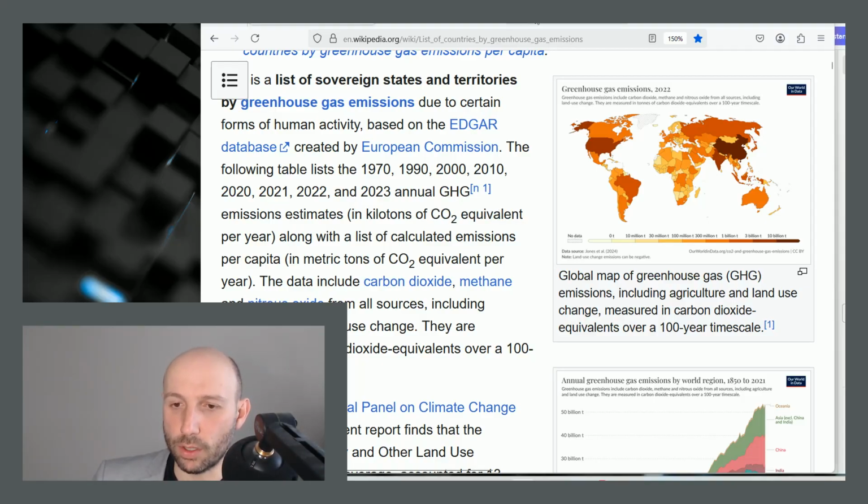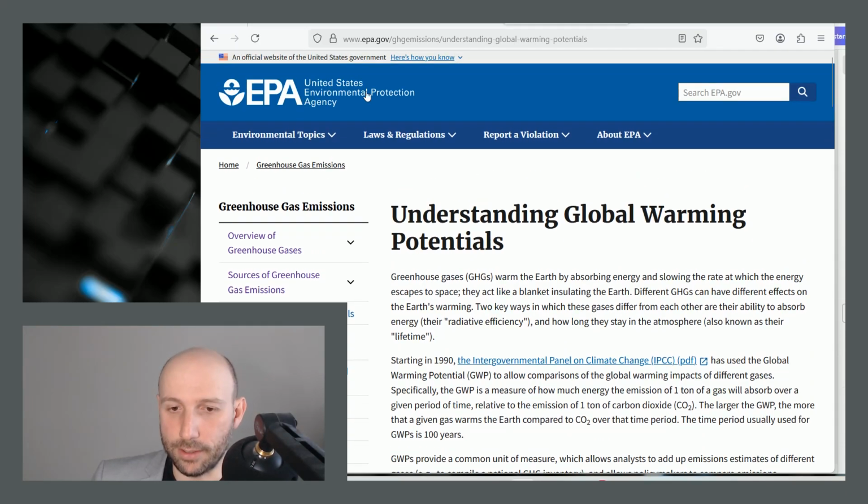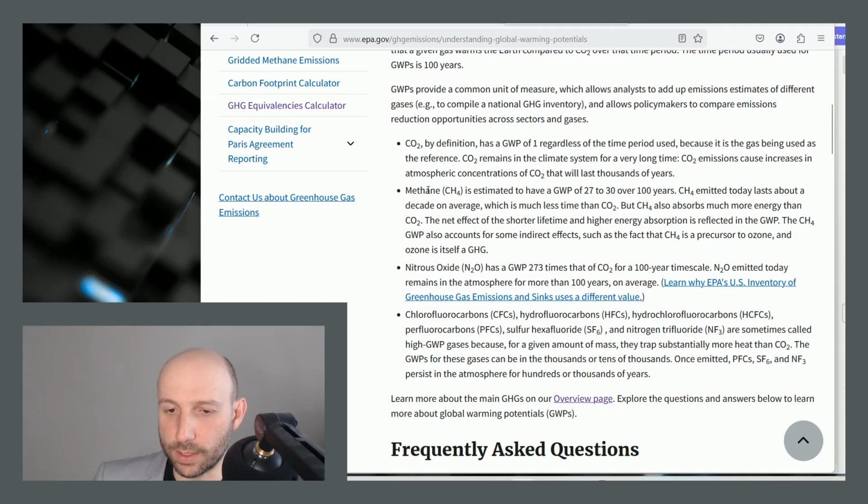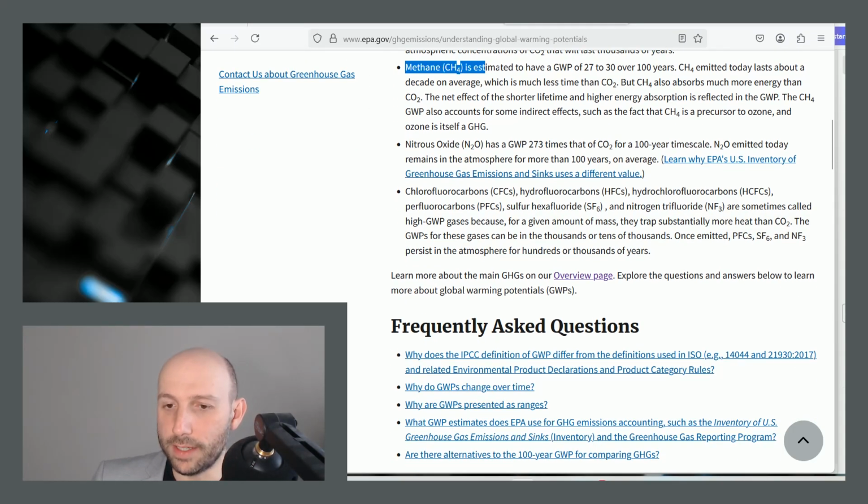So the other gases are considered based on what equivalent amount of CO2 would theoretically have the same potential to warm the atmosphere. So, for example, here we're looking at the United States Environmental Protection Agency website. Let's look at methane here. Methane is estimated to have a global warming potential, that's GWP, of 27 to 30. What that means is that 1 ton of methane would have the same global warming potential as approximately 30 tons of CO2. So let's say a country emits 30 tons of CO2 and 1 ton of methane, their CO2 equivalent would be 60, because that 1 ton of methane counts as 30 CO2 equivalent, and the 30 tons of CO2 is 30 CO2 equivalent.